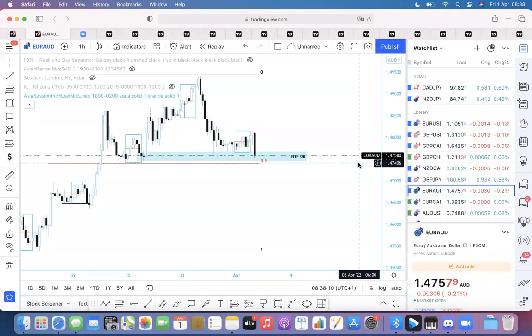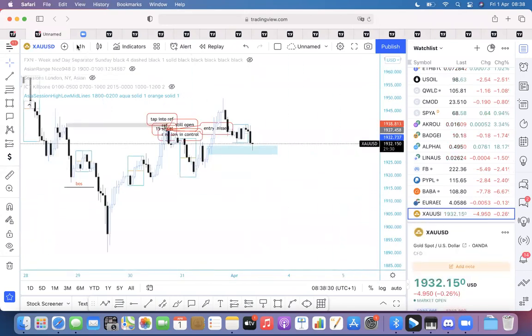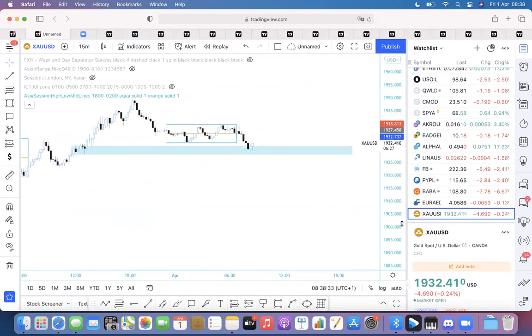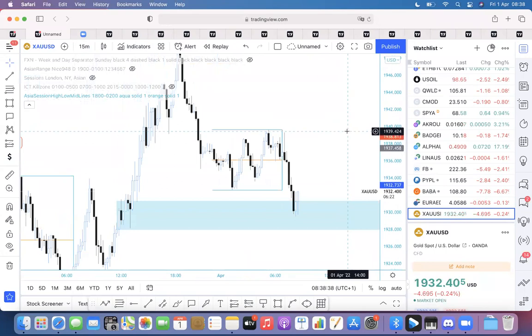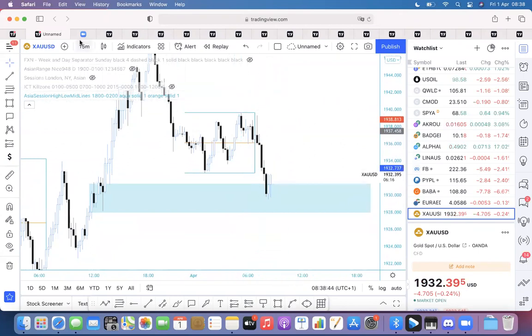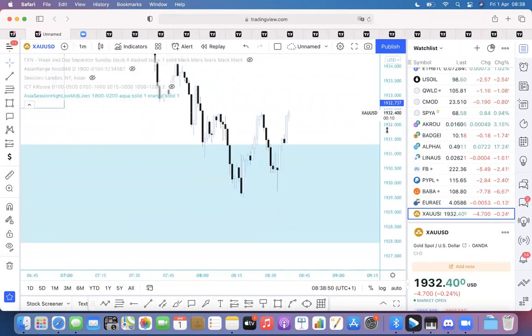All right. One second. So we were looking at also gold. Was looking at possible targets. I would prefer if there were some equal highs or something, but this is good overall. Let's go to the 1 minute.